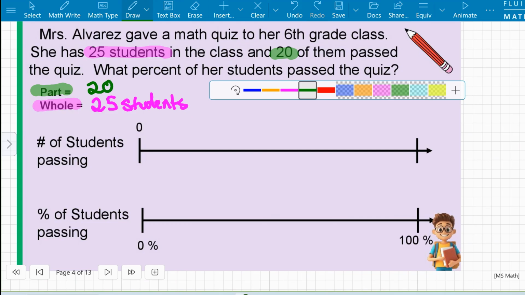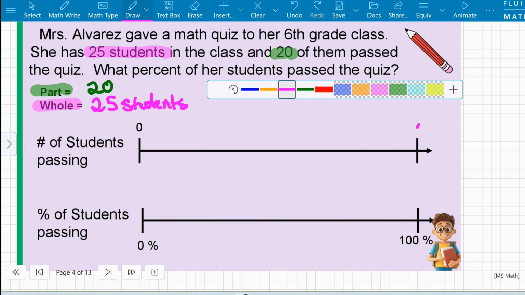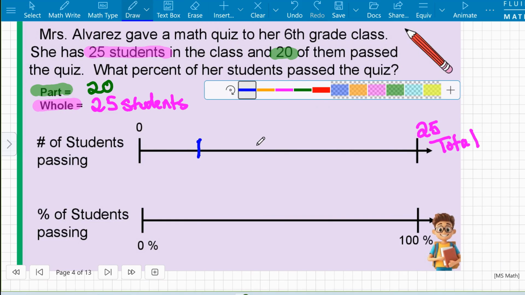So let's represent this visually. When I look at the bar, I have from 0, and my total is going to be represented as 25. So let me go ahead and mark that because that's my total or my whole. Now, when I break this into sections, I can see that in my whole are 25. And if I were to count by fives, I can break this line up into fives, representing both the 20 and the 25 on that line. So I have 1, 2, 3, 4, and then the fifth line will be 25 right here.